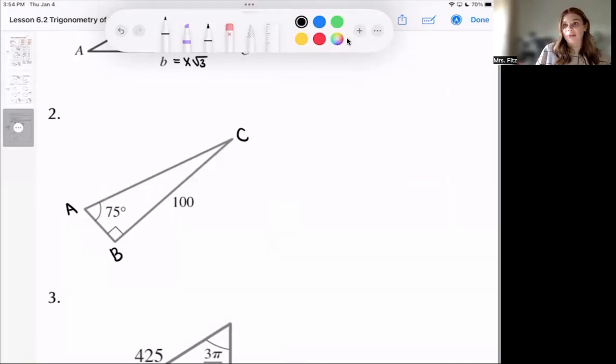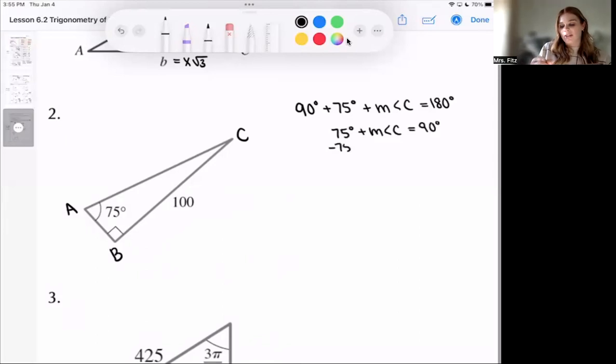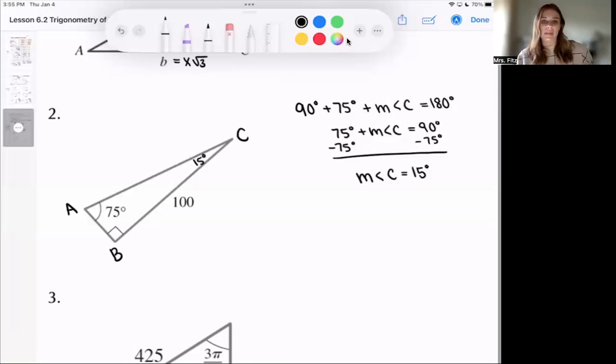We can find that by using triangle angle sum. So 90 degrees plus 75 degrees plus the measure of angle C should add up to 180 degrees. Subtract 90, we get 75 degrees plus the measure of angle C equals 90 degrees. Subtract 75 from 90, and we get the measure of angle C is equal to 15 degrees. Small little angle. I'm going to go ahead and label that on there.